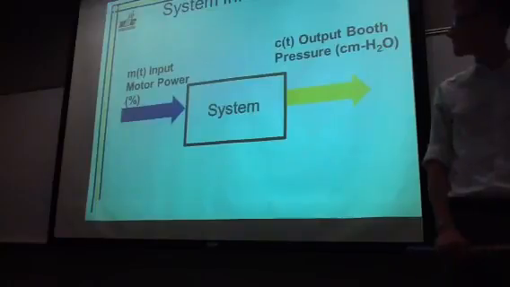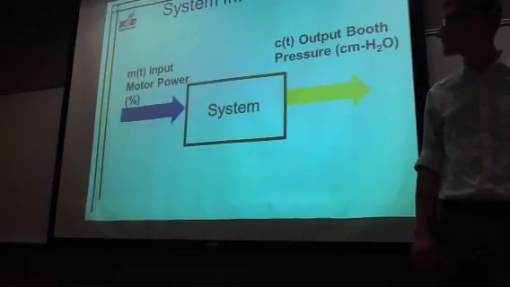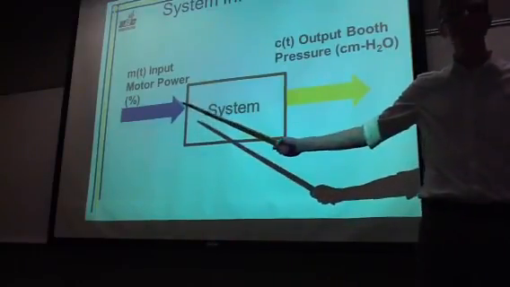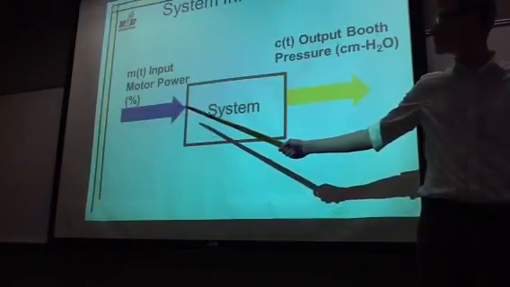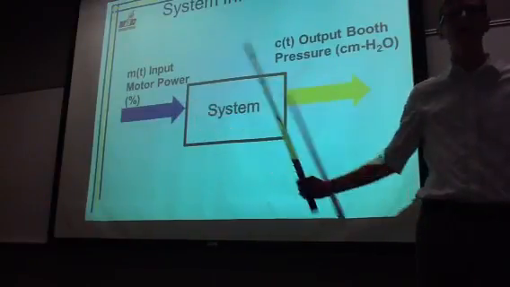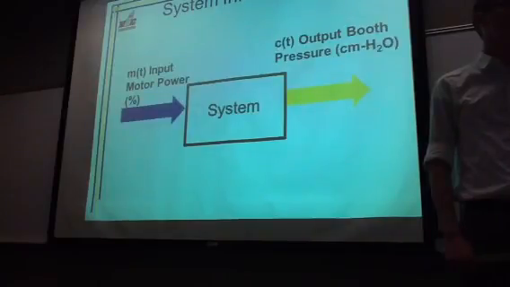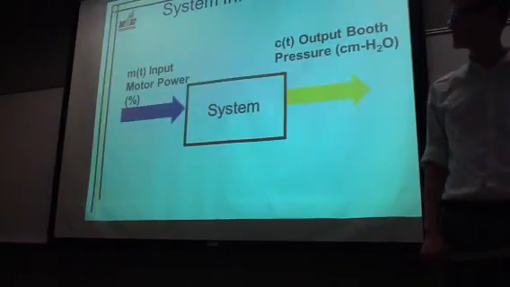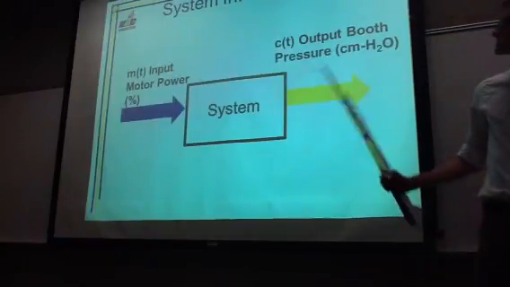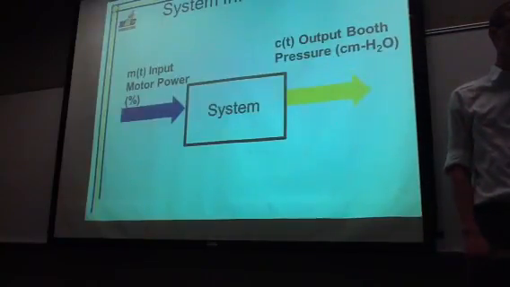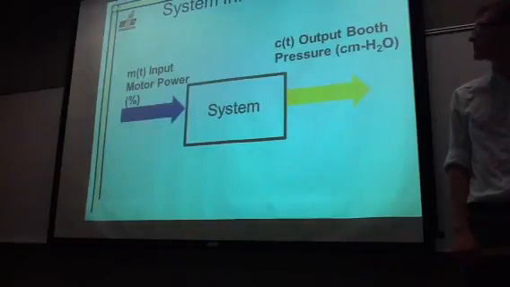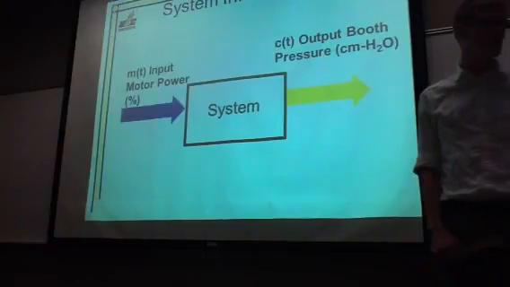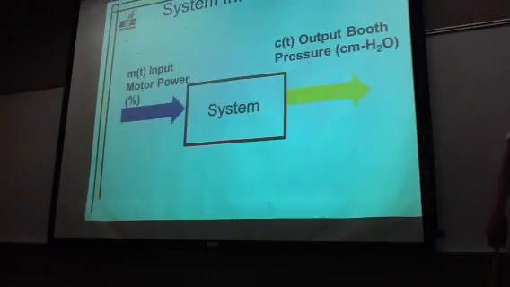So the system basically is set up like this with a block diagram. The function m of t is the manipulated variable function, which is what we control, and is a function of time, and it represents how much percent of the motor power input is delivered to the system. The output that we get, this function c of t, the controlled variable that comes from the manipulated variable of the motor power, is a measure of pressure in centimeters of water that the booths are undergoing.